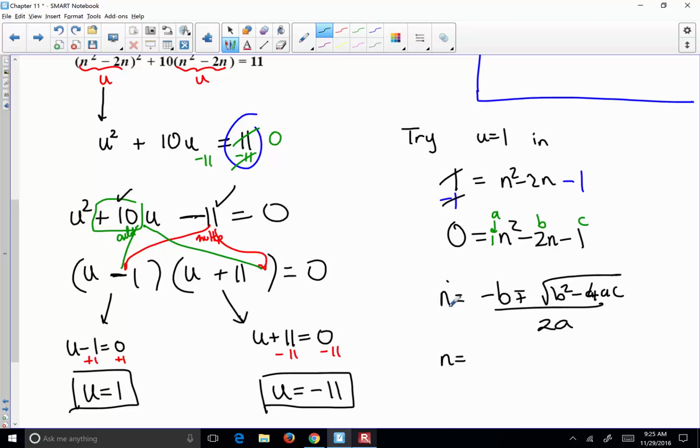Again, the variable you're solving for is n, not x anymore, so I call this side n. Minus 2, negative of minus 2 is positive 2. Minus 2 squared is 4. Whole thing divided by 2a, which is 2 times 1, 2.